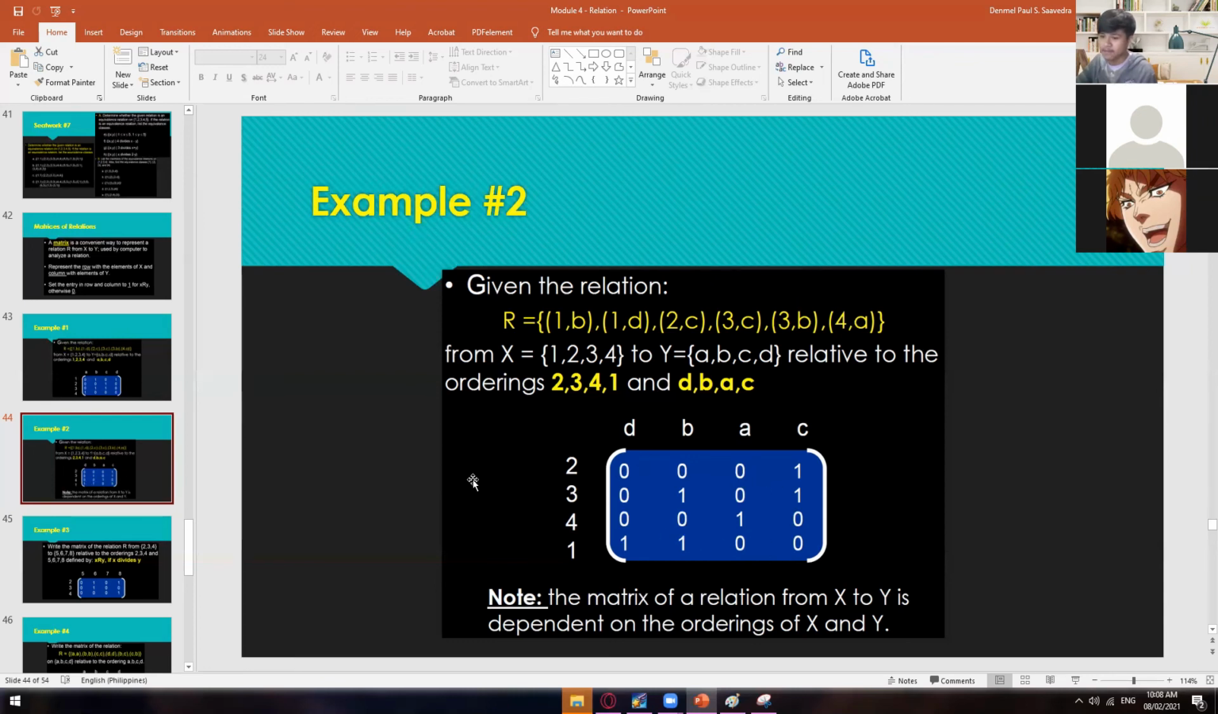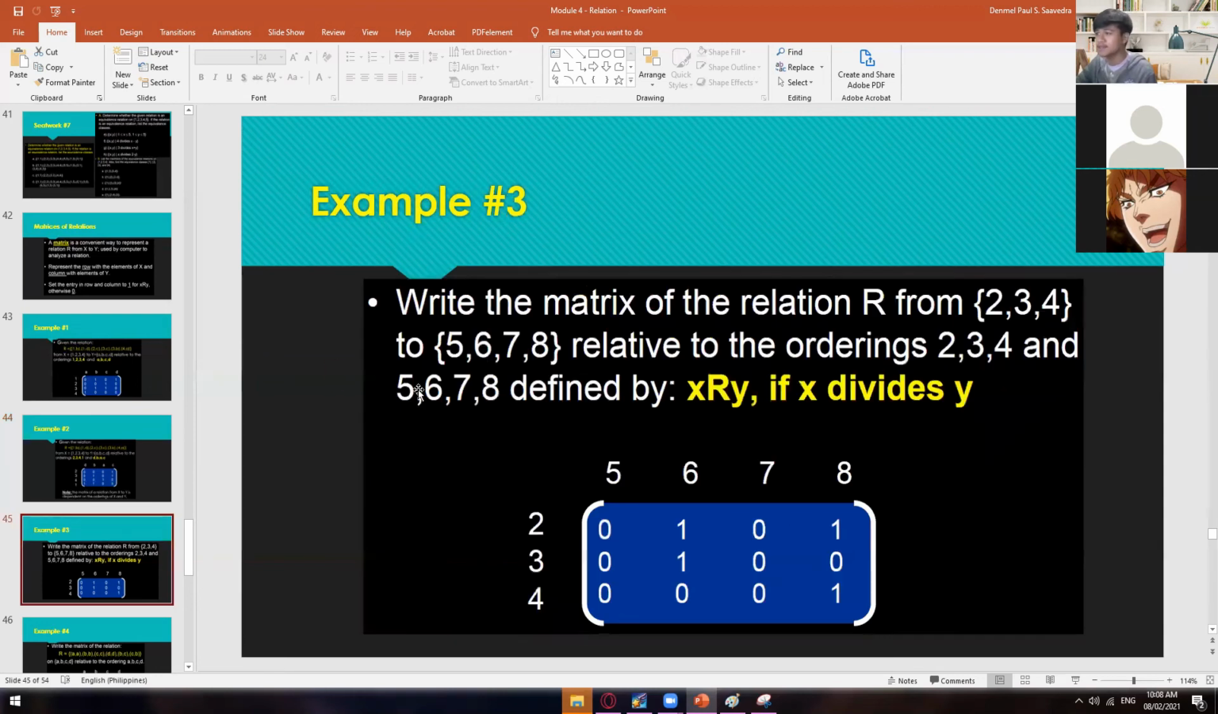Okay. Did you guys get this one so far? Yes, sir. Okay, similar example, but just different orderings. All right, let's have another example.